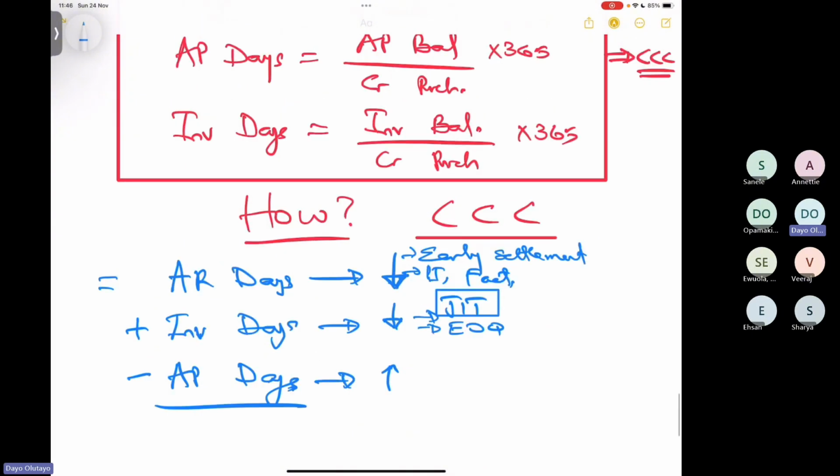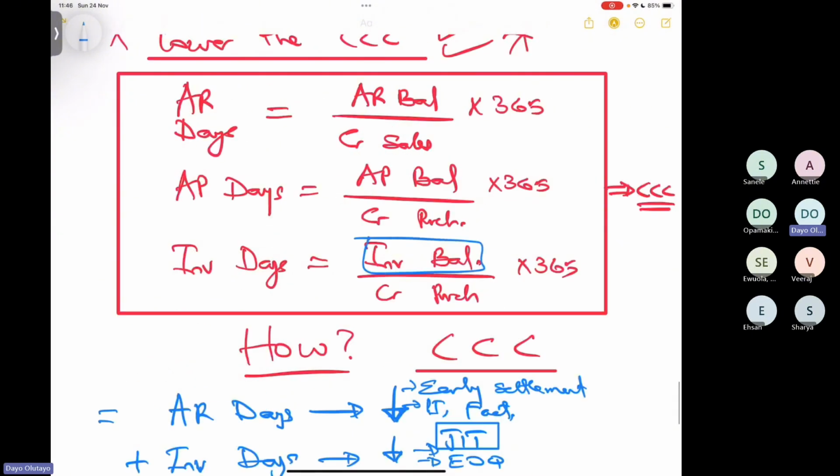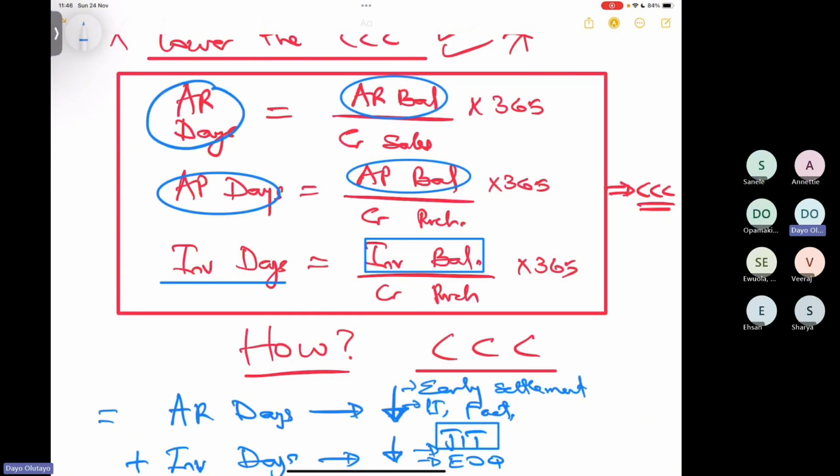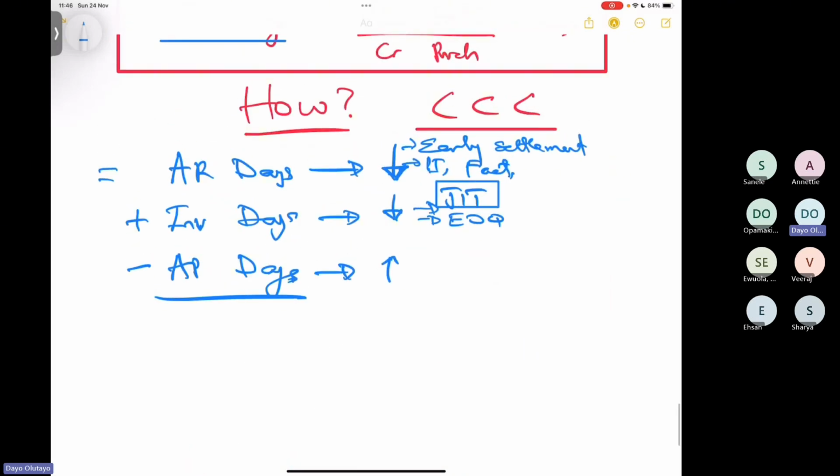And anytime your inventory balance is low, definitely your days will be low. If your AP balance is high, your AP days will be high. And if your AR balance is low, your AR days will be low, because this is a directly proportional relationship to the balances. Right. So, increase AP days. How do you increase AP days? By negotiating longer payment days with your supplier.